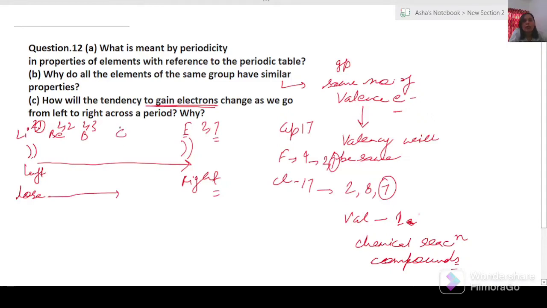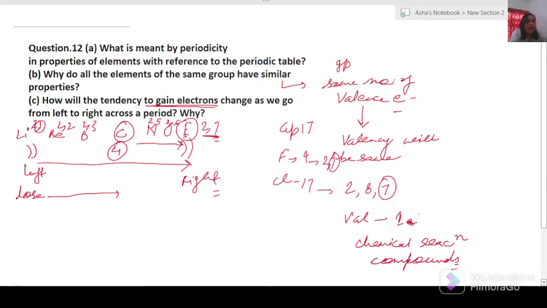In the center you will have carbon here. Carbon has valency 4, that is a 50-50 state. That is why carbon never loses or gains, right? Then if you go towards the end of the period, you will have fluorine here. Fluorine is 2, 7. And you have oxygen, and then nitrogen also, like 2, 5, then 2, 6, like this.